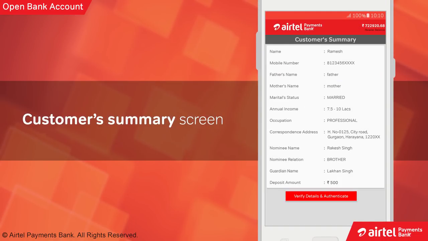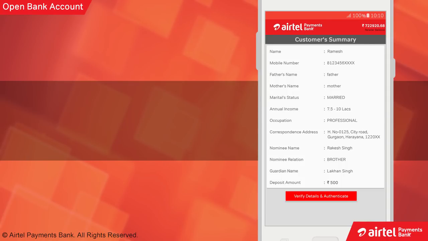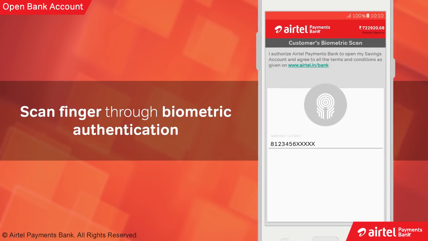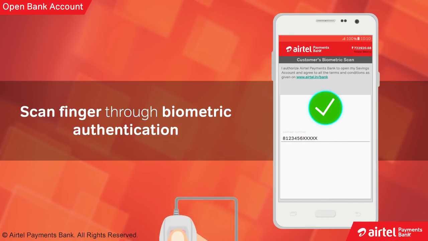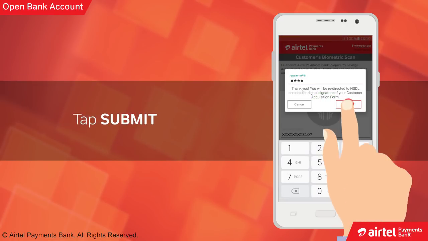Customer's summary will be displayed on the screen. Sir, read summary sheet and provide the confirmation that details are correct. Sure, let me check. Yes, mentioned details are correct. Please ask customer to read summary sheet, take confirmation and tap verify and authenticate. Please scan your finger here through biometric device to complete the account opening process. Here, I enter my 4 digits MPIN and tap submit.